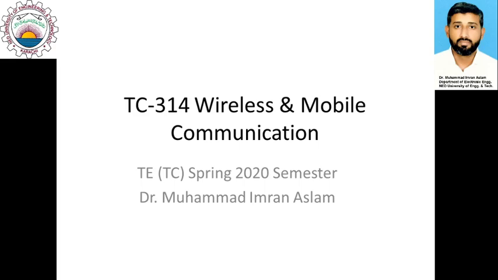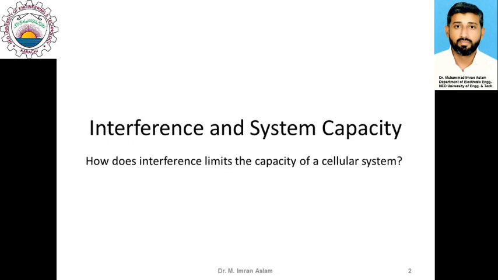We are in lecture number 2 for third week of wireless and mobile communication. Actually this lecture is in continuation to our last lecture, that is lecture 1 of this week. In our first lecture of this week we started discussion on interference and how this interference affects the capacity of the system. So we continue our discussion from the previous lecture.